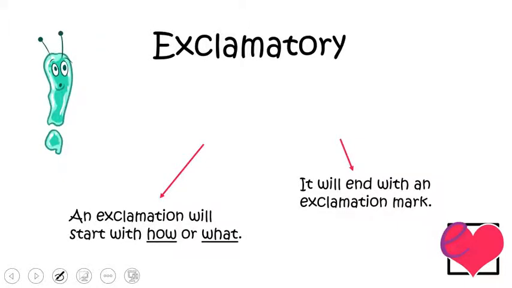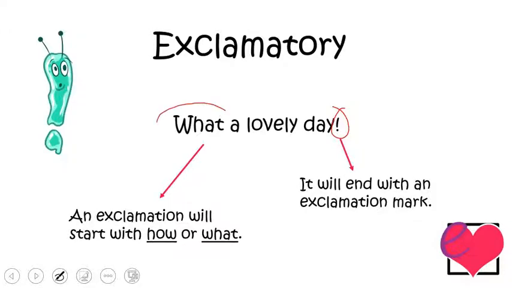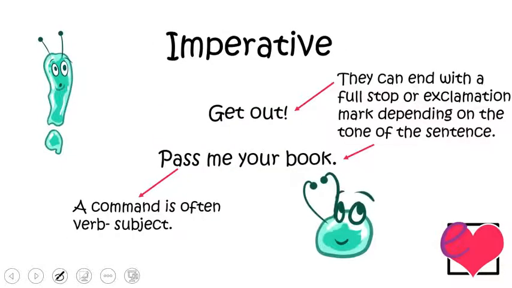Now we have an exclamatory sentence. An exclamatory sentence starts with how or what, and it ends with an exclamation mark. It's the same sentence, and we're going to have an exclamation mark at the end. Usually they don't have a subject, but maybe we can have it, like they say, get out of here.